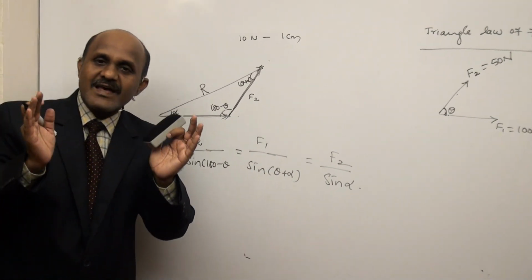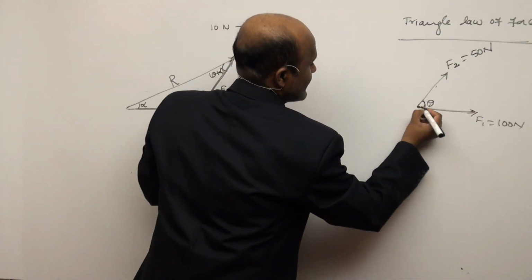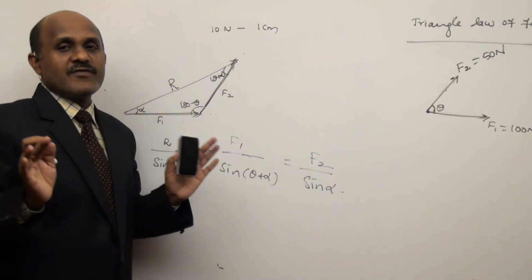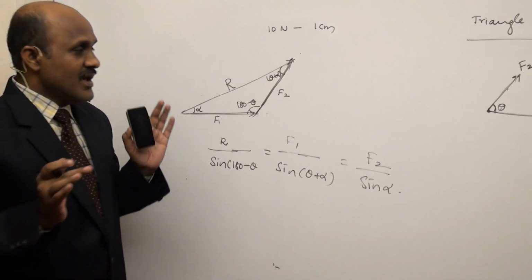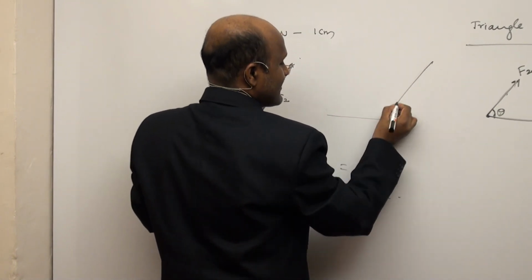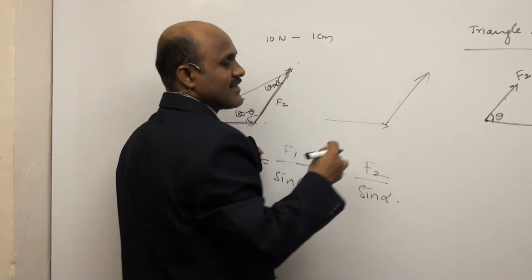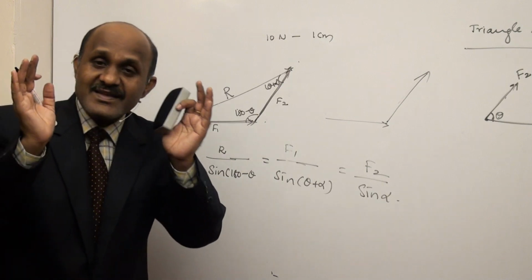Two forces are acting at a point. Suppose this is one force, and here is another one. Two forces are acting at a point. These two forces are adjacent sides of a triangle. Suppose one force is here. These forces are adjacent sides of a triangle. The closing side of a triangle.